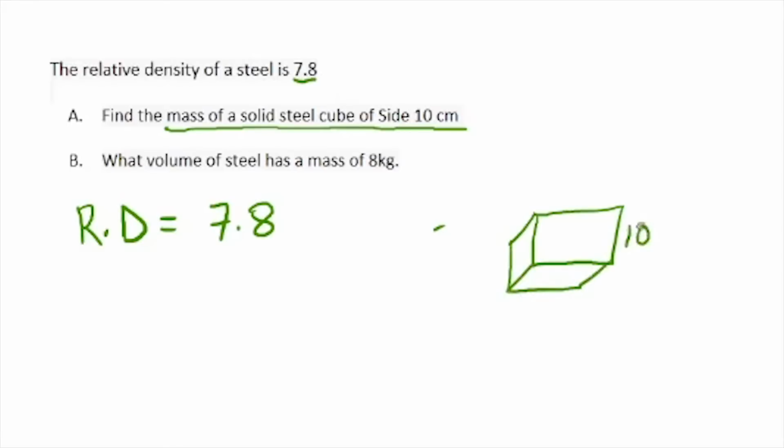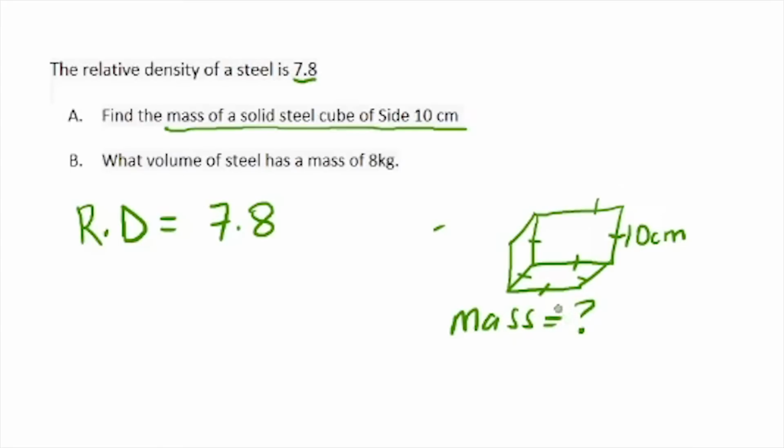So when they say it's side 10 centimeters, it means that all the sides are 10 centimeters. That's the cube. That's what they mean by a solid steel cube of side 10 centimeters. Yeah, each side is 10 centimeters. So they want us to find the mass of this. So what is the mass of this thing?